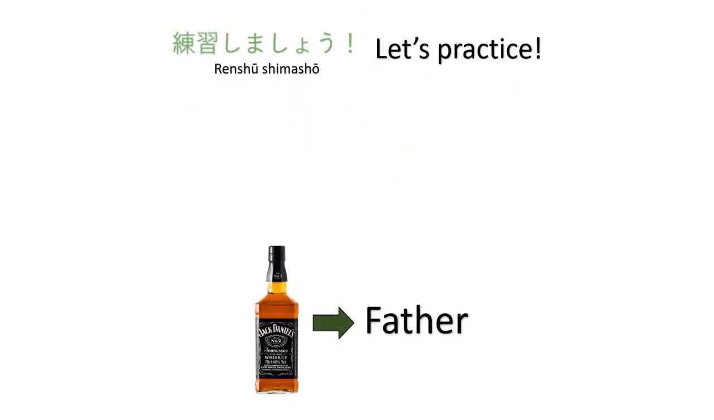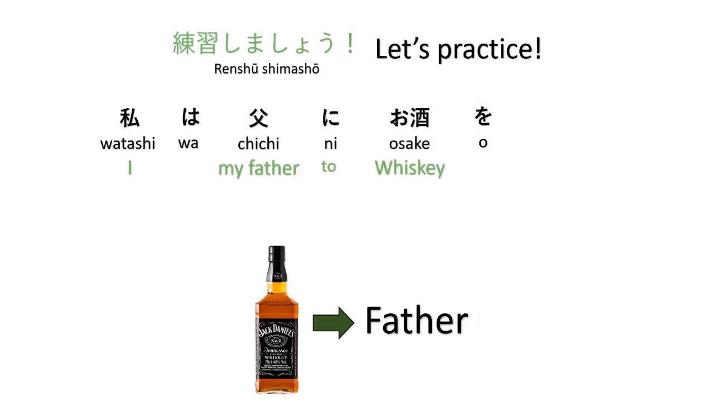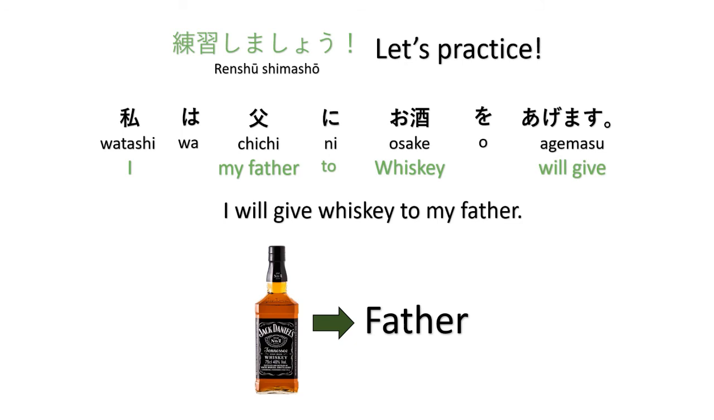Renshu shimashou. Let's practice. Let's construct a sentence where I will give this thing here to my father. Here is a whiskey that I will give to my father. The sentence is 私は父にお酒をあげます. I will give whiskey to my father. 私は is the giver, that is I. 父に is the recipient. お酒をあげます.